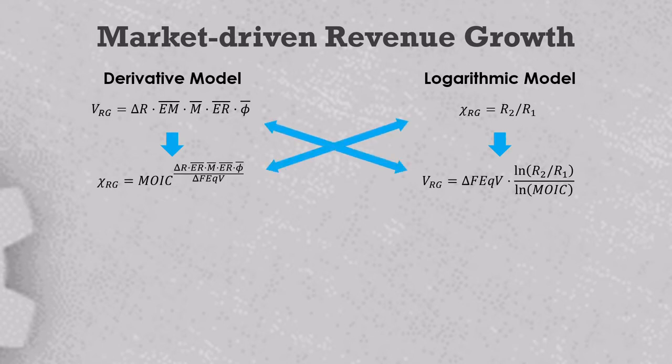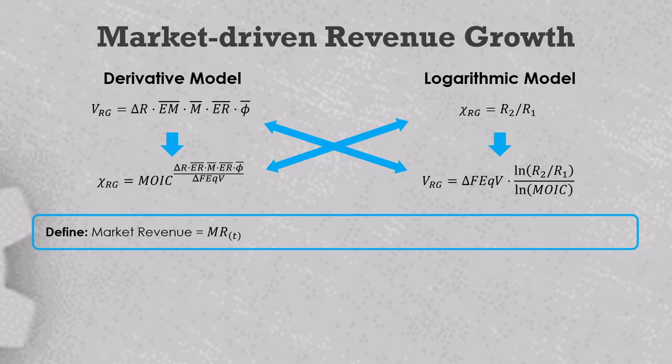Now, just like last time, we'll propose the existence of a market revenue, MR, which represents the revenue of the typical sector or industry peer. This will be used as a benchmark.